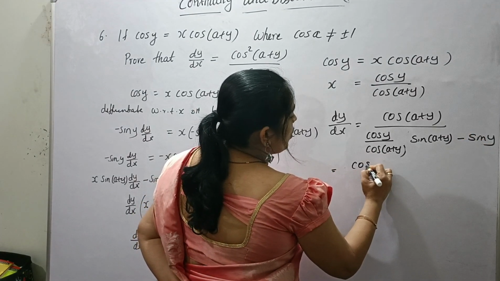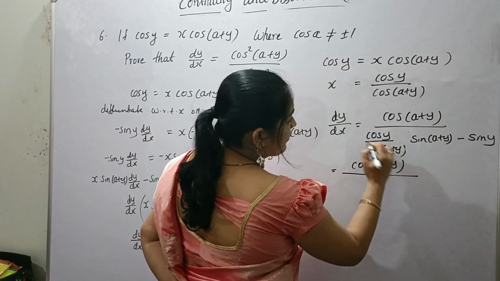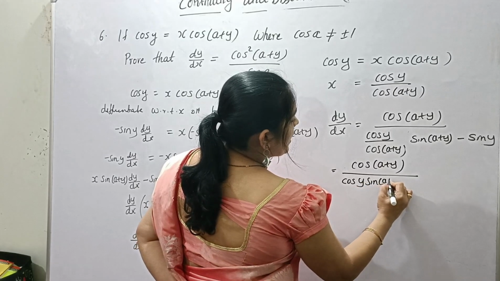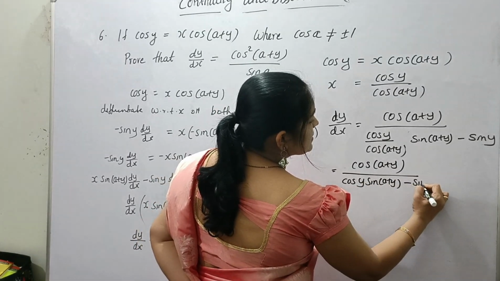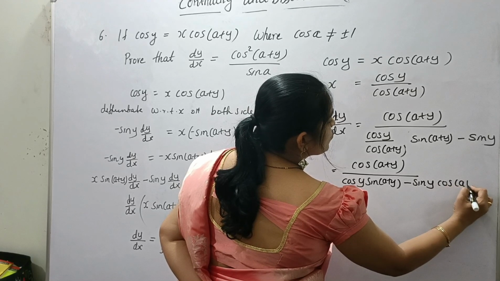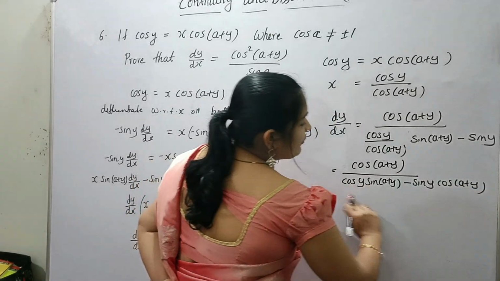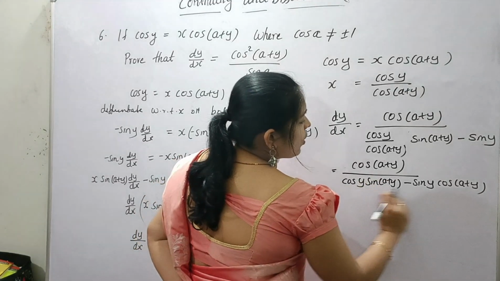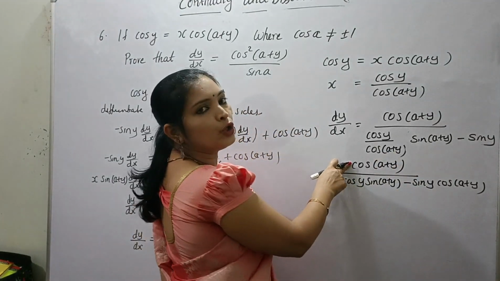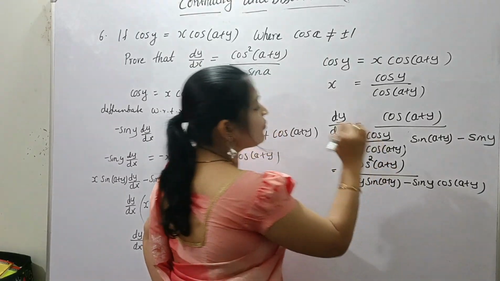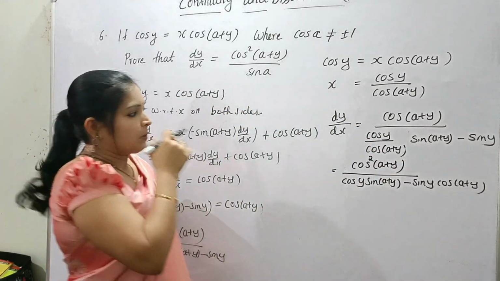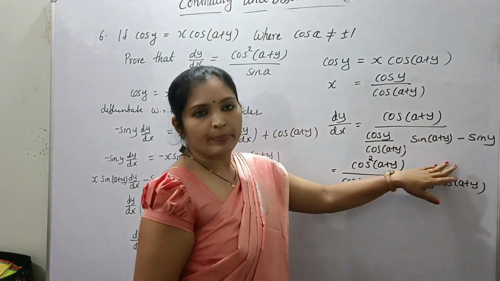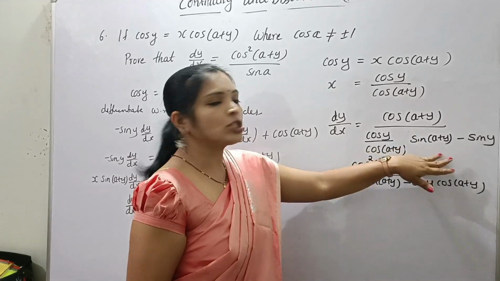So it is equal to cos of a plus y divided by cos y into sin a plus y minus sin y into cos of a plus y, whole divided by cos of a plus y. After taking the LCM, this cos of a plus y will come to the numerator, so it will be cos square of a plus y. After taking the LCM, we cross multiply this one, that is sin y into cos of a plus y, whole divided by cos of a plus y.